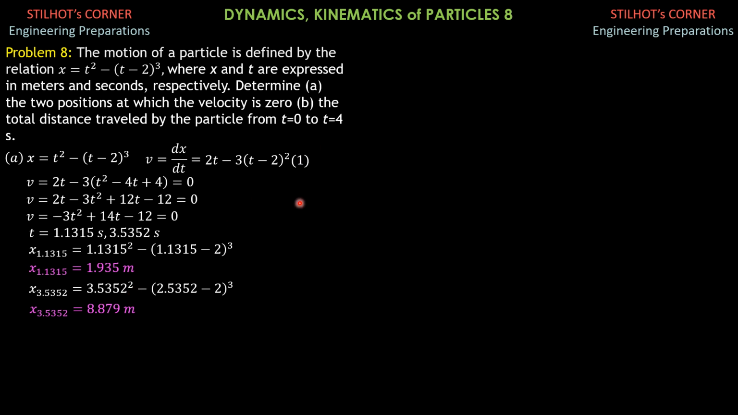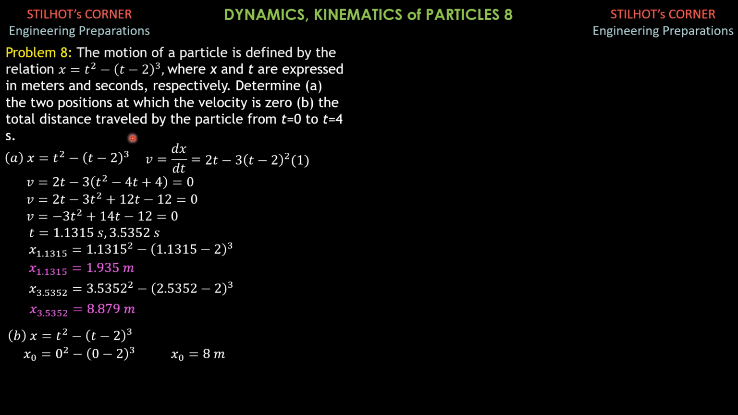So we evaluate the position of the particle for t equals 0, t equals 1, t equals 1.1315, take note, t equals 2, t equals 3, t equals 3.5352, then lastly t is 4. When t is 0, x sub 0 is 0 squared minus quantity 0 minus 2 cubed, and that is equal to positive 8 meters. So the particle initially was 8 meters to the right of the origin.